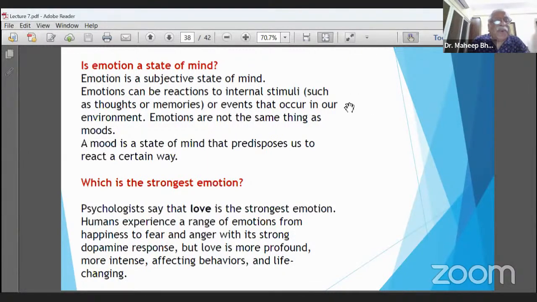Is emotion a state of mind? Well, emotion is a subjective state of mind. Emotion can be a reaction to internal stimuli, such as a particular thought coming in your mind, or some kind of memories. When you memorize something which you have seen earlier, or you remember your brother or sister or somebody you have met long back, and then you become a little happy or sad, that is basically a state of mind. So in that case, we can say that emotion is basically a state of mind which is related to thoughts or previous memories.